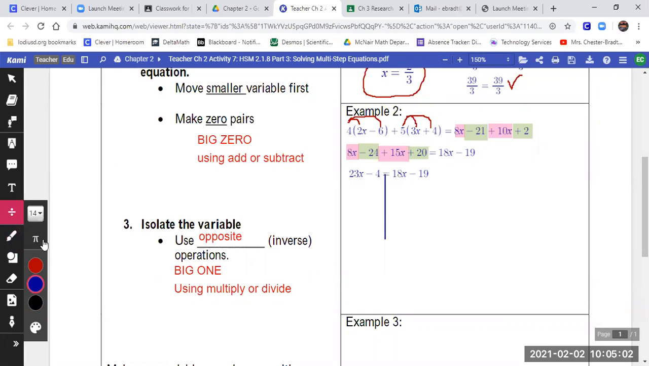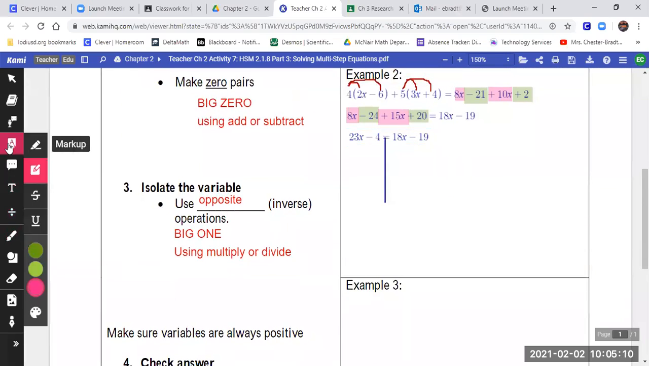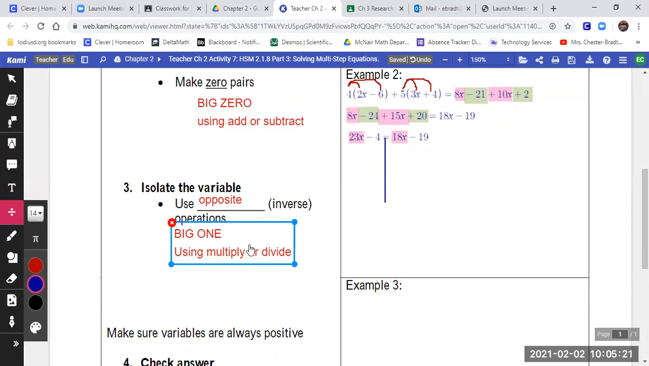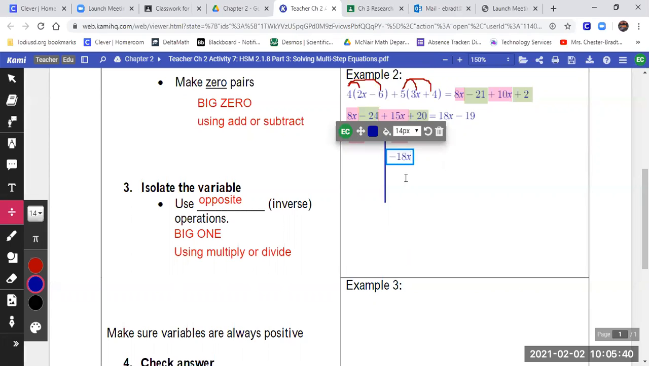Which one is smaller for my x's? So we're looking at the 23x and the 18x. Those are my x's. 18x is smaller. So what do I need to do to turn that 18x into the big zero? Subtract what? 18x. Okay, so we're subtracting 18x from the 18x.